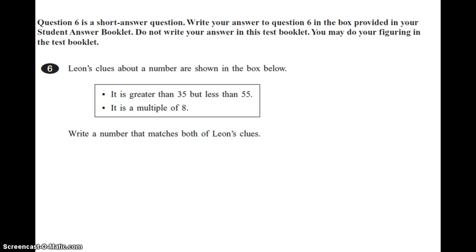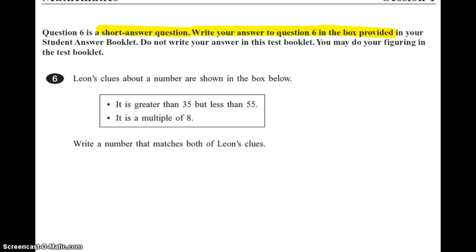So let's begin by reading the entire question. Leon's clues about a number are shown in the box below. It is greater than 35 but less than 55. It is a multiple of 8. Write a number that matches both of Leon's clues.